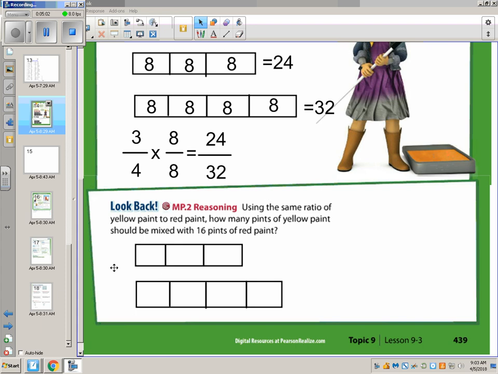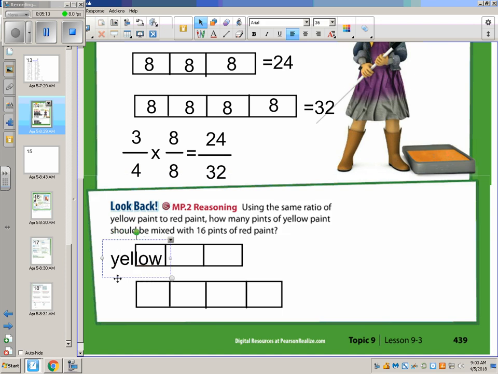So we were, I believe, looking at the look back problem, and it says we have 16 pints of red paint. So I'm setting this up as a tape diagram. If the top is my yellow paint and the bottom is my red paint, and I have 16 pints, I have 4 boxes. So 16 divided by 4 would be 4.